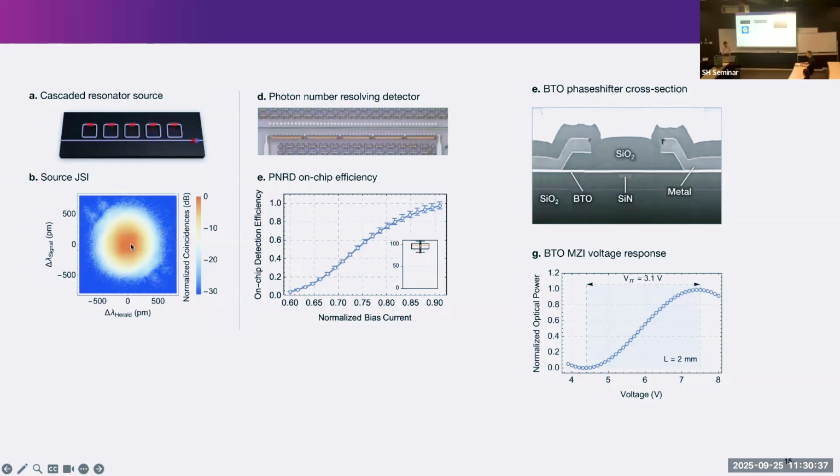So you measure joint spectral intensity for each of these sources. You want to make sure that they all look like this, okay? And then they also have the detector on chip. I forgot what the material is, but the efficiency is also super, super good. I think the most value for money investment that they did was actually working on BTO. So BTO is a phase shifter.